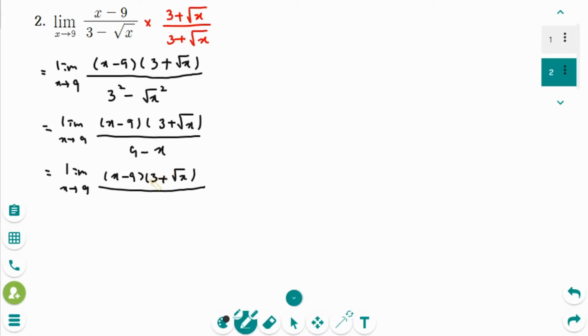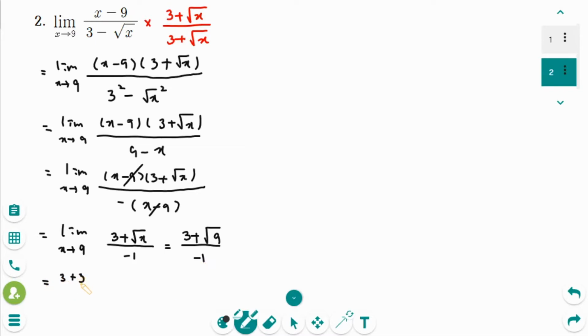So we can cancel the common factor, so take out minus 1 and then change the order, x minus 9, and cancel the common factor. So 3 plus the square root of x over minus 1. And then put 9 into x. 3 plus the square root of 9 over minus 1 equals 3 plus 3 over minus 1. So the final answer is minus 6.